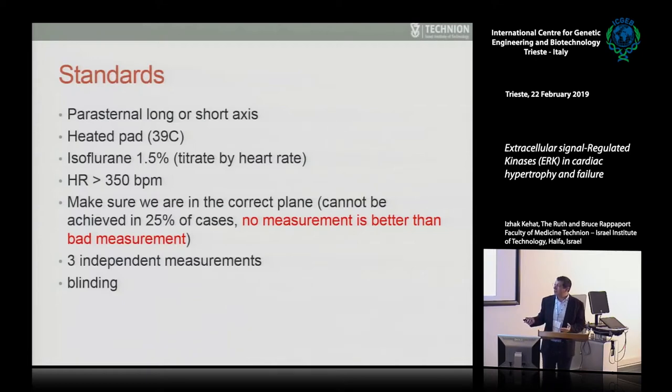And again, a lot of people say you cannot underestimate the importance of blinding. As an echocardiographer, I will tell you I can give you any number you want. You want a chamber of four, I can give you four. You want five, I can give you five. You want six, just by tilting the transducer. So we do it as blindly as possible.